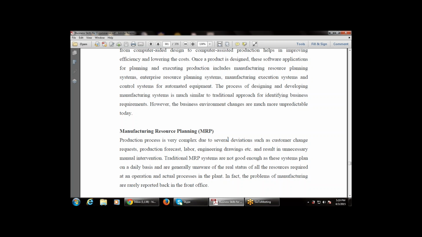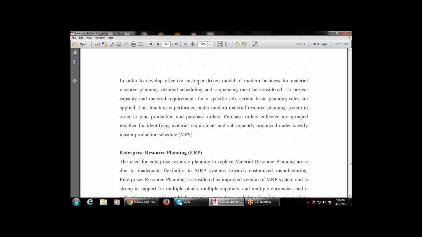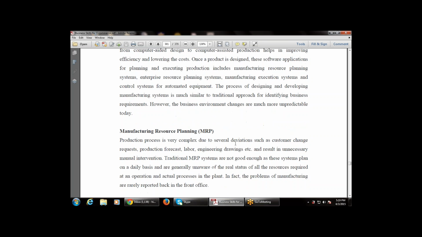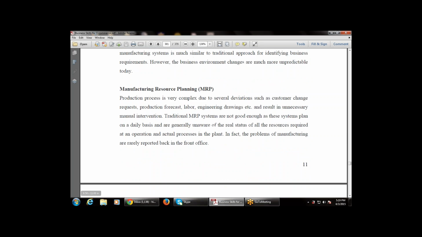Traditional MRP systems are not good enough, as these systems plan on a daily basis and are generally unaware of the real status of the resources that are required at an operation. In fact, the problems of manufacturing are rarely reported in the front office. So in order to develop an effective business model for material resource planning, detailed scheduling must be considered. So one type of MIS is manufacturing resource planning, that is, planning for the resources that are used for the manufacturing.